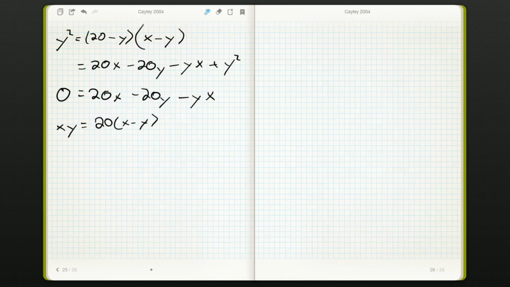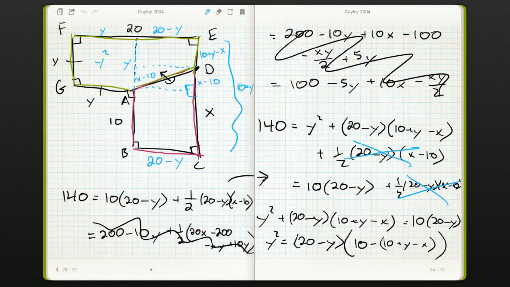So I feel a bit stuck. We could solve for x in terms of y or something like that. Yeah, we could do that and then sub back into maybe one of these equations over here. Probably the 140 is 100 minus 5, so I will actually have to use this. I shouldn't have so hastily scratched it out.